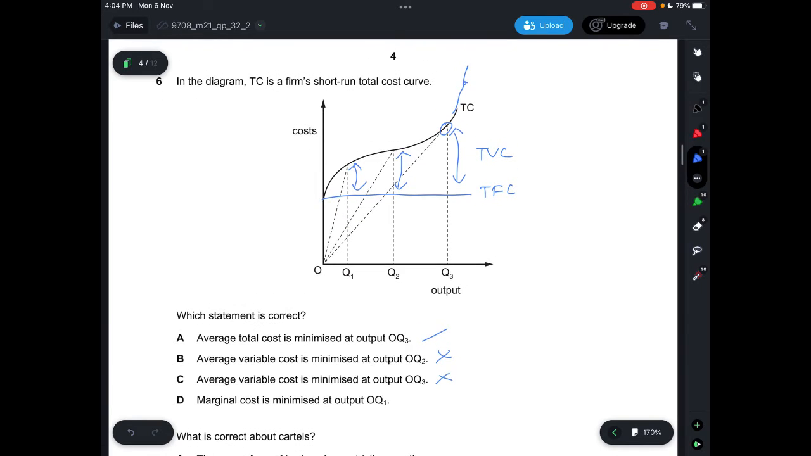And D says marginal cost is minimized at output OQ2. This one is also incorrect. You can see here that, like I mentioned just now, there's a decreasing rate of increase in the cost, but then you have to look at both Q2 and Q3. If you look at Q3, it's increasing at a higher rate, but if you look at Q2, it's increasing very little. It's almost like a flat slope. So this is when your marginal cost would be minimized. So it's not OQ1, but instead it's OQ2. So therefore, the answer here will have to be A.